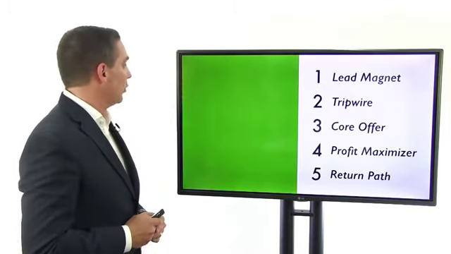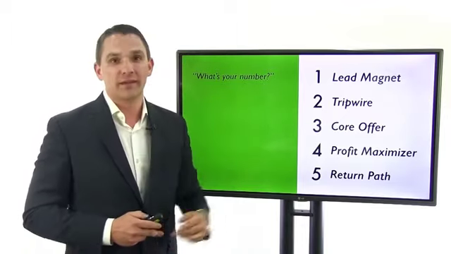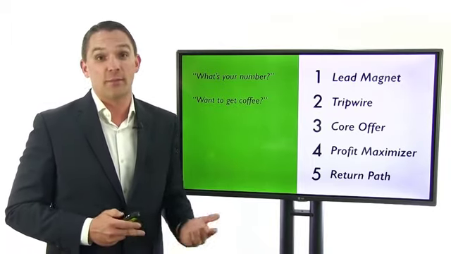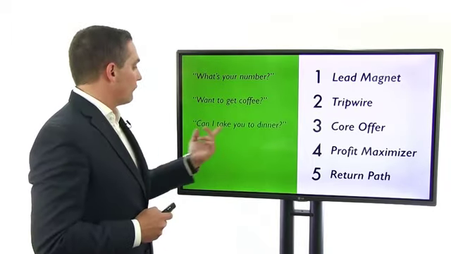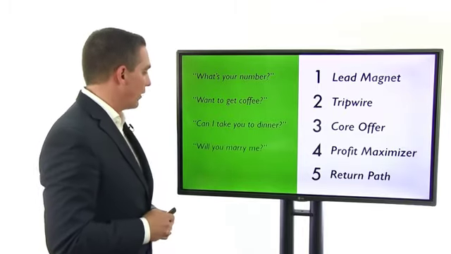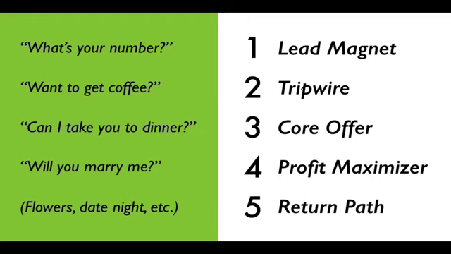Or more simply put, what's your number? Can I call you sometime? That's kind of like a lead magnet. Tripwire: hey, want to get some coffee? Can I buy you a drink? Core offer: I'd like to take you to dinner. Let's go out on a real date. Profit maximizer: will you marry me? And then the return path: flowers, date night, things like that.